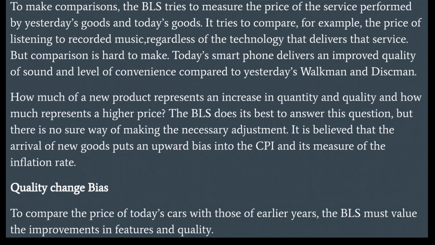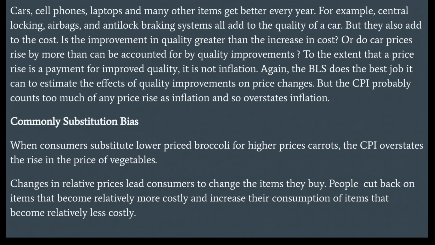Quality change bias. To compare the price of today's cars with those of earlier years, the BLS must value the improvements in features and quality. Cars, cell phones, laptops, and many other items get better every year. For example, central locking, airbags, and anti-lock braking systems all add to the quality of the car. But they also add to the cost. Is the improvement in quality greater than the increase in cost, or do car prices rise by more than can be accounted for by quality improvements?